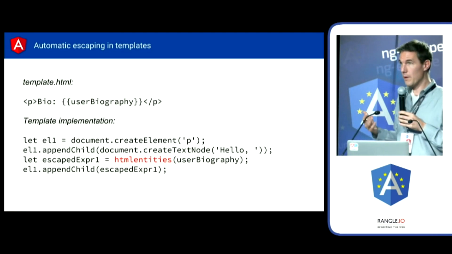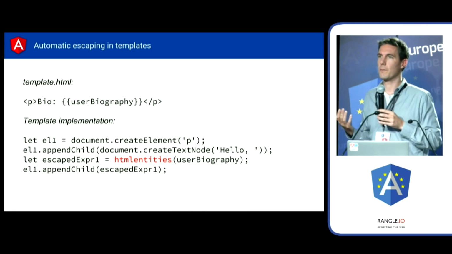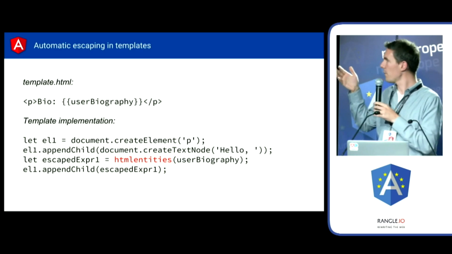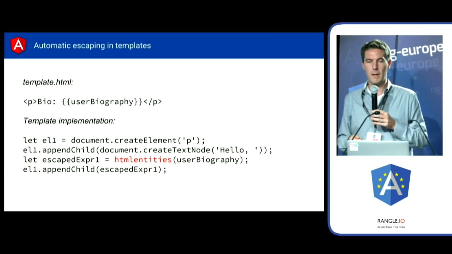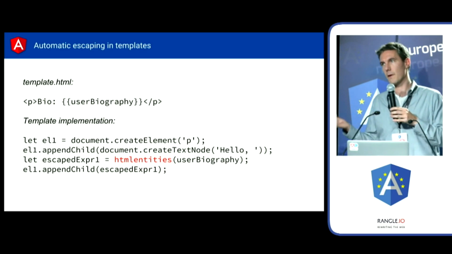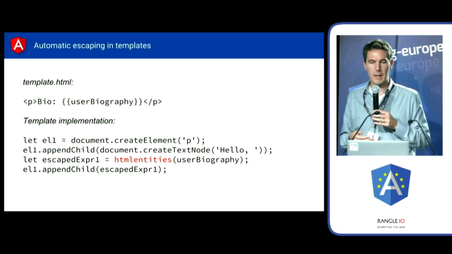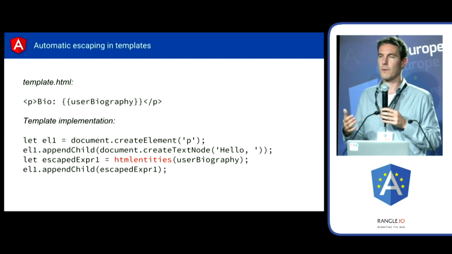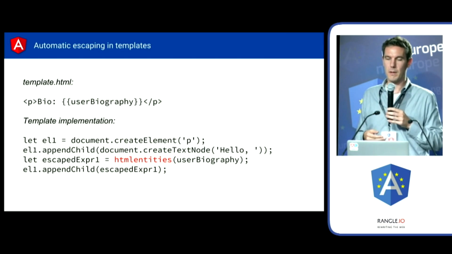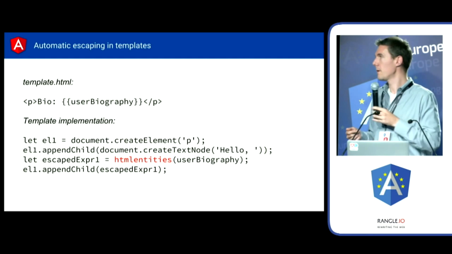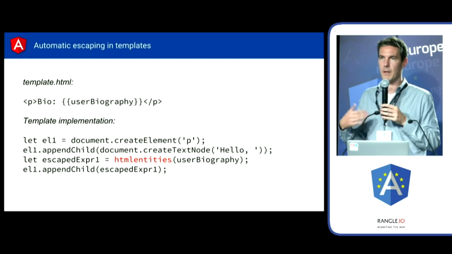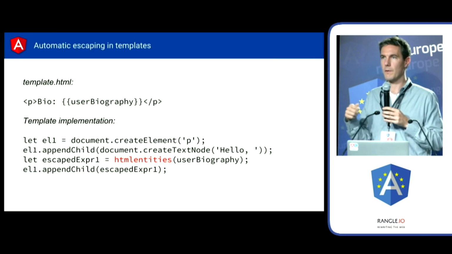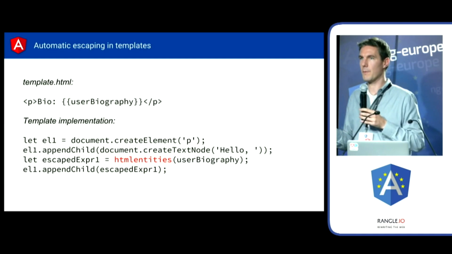And so a better way of fixing this is essentially creating automatic escaping. So you can look at this template here. Again, it's a similar code. We're adding the user biography into the DOM, but in the template implementation, and this is how it works in Angular 1, it also works in Angular 2, the HTML entities function or some equivalent of it is called on the user biography before putting it into the DOM. So the escaped expression is then appended to the element, but everything is safe here. And the important thing here is that the framework does it automatically for you, right? You, as a user, you don't have to think about it. It just happens automatically, and you cannot get it wrong.